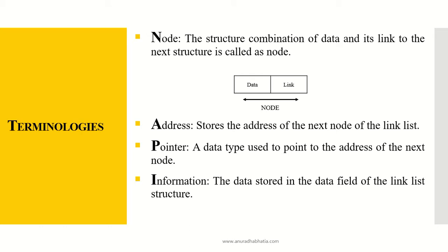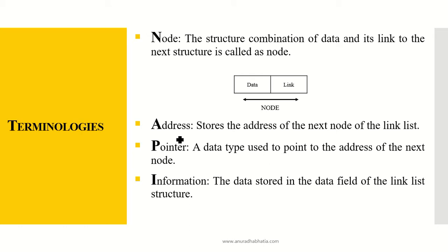Node: the structure combination of data and its link to the next structure is called a node. As you see over here, this is a complete structure which is created. It has a data and a link, and these two combined together is known as a node. This data can be given any other name, and this link can be given any other name. For the importance of data structure and linked list, I have given it a name link. It can be even called next or a pointer or whatever reference you want to use while writing the code.